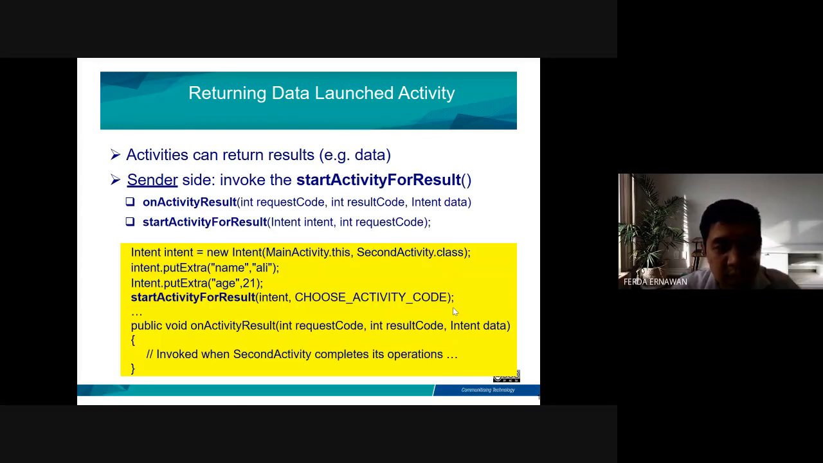And then you need to create a function, which is public void onActivityResult, in the first activity: integer requestCode, the choose activity code here. For example, I assign the value 10. So the request code should be the same, right? Then integer resultCode. There are two options: result OK or cancel. Later on I will explain it. And the Intent data, so the return data will be stored here. And then invoke the second activity and complete its operation.